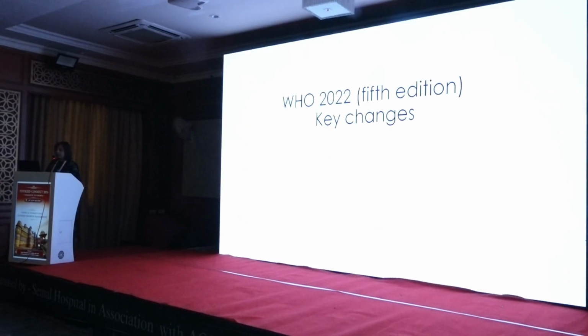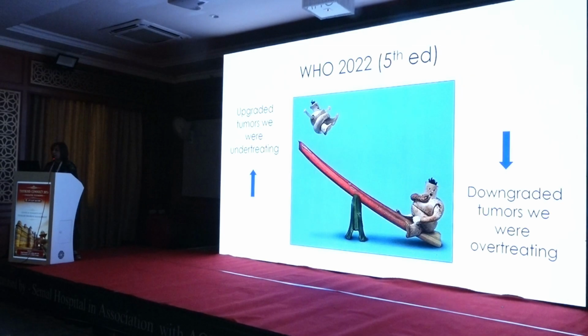Okay? So I'm coming to my main topic, which is what are the changes in the latest WHO. We classify and we report according to the WHO classification. The latest is the 5th classification. And there have been a lot of changes because our understanding of thyroid cancer has improved. In the latest WHO, it has done two opposite things. It has downgraded tumors that we were overtreating, and it has upgraded tumors that we were undertreating, because we understand biology better now.